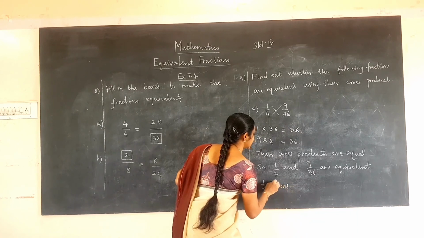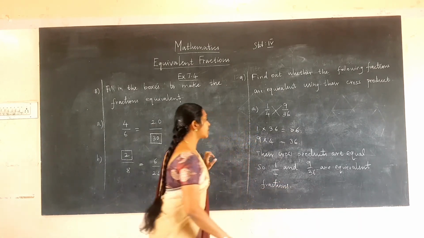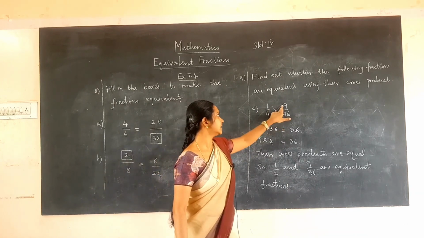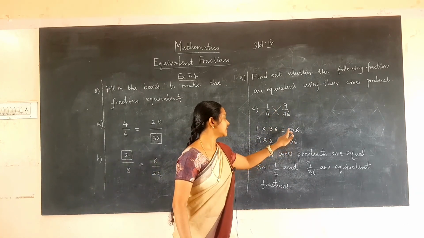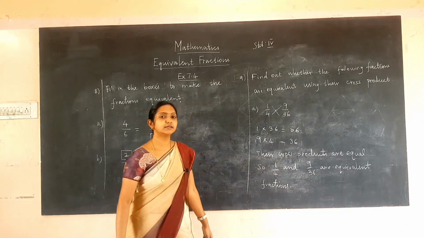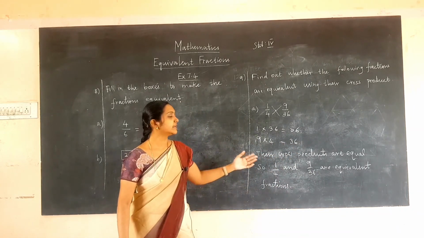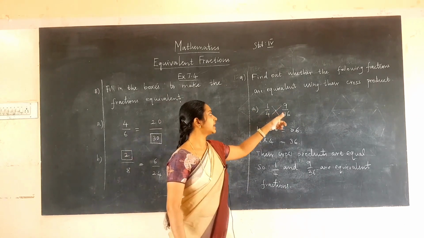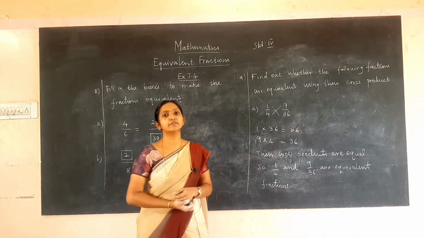Find the cross product. If the cross products are equal, then they are equivalent fractions. 1 into 36 and 9 into 4. We get 36 and 36. Both are equal. So their cross products are equal. So we can say that 1 by 4 and 9 by 36 are equivalent fractions.